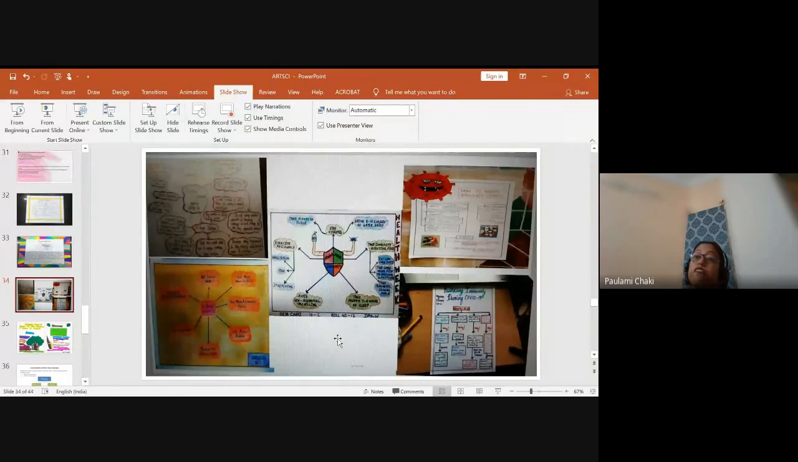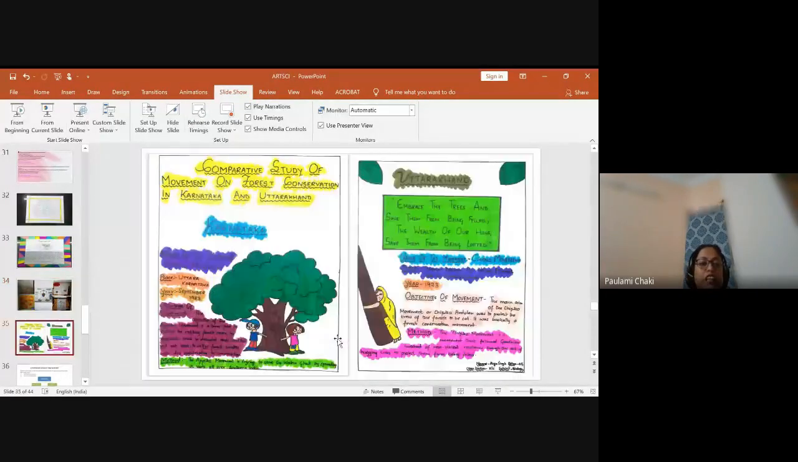Anyways, you have to give freedom to your children. It is not only a flowchart. It can be a mind map. It can be any other poster. It can be any way of representation. So see, this type of beautiful work my students submitted to me last time.